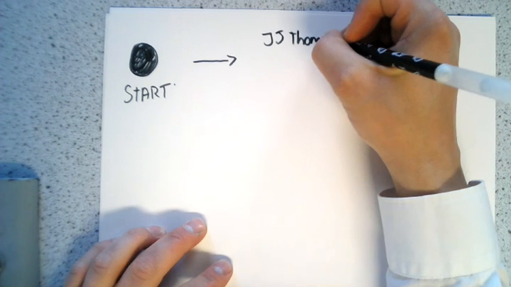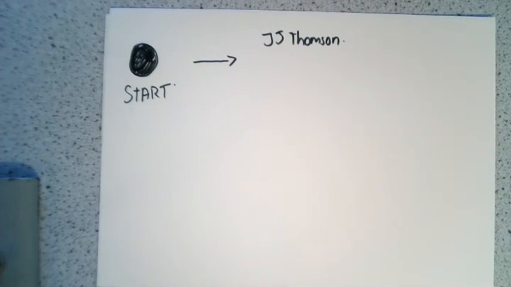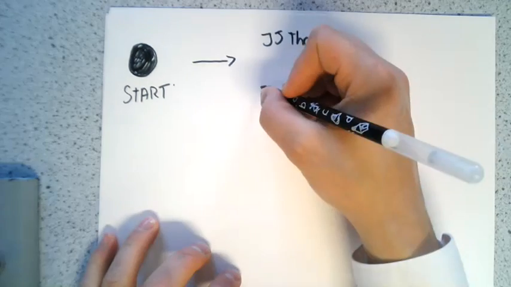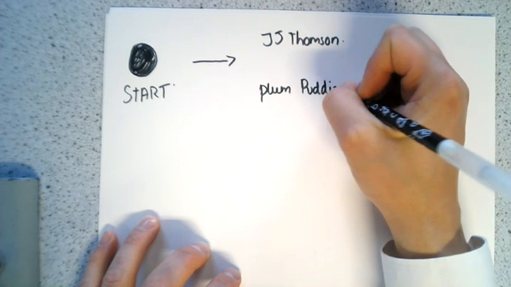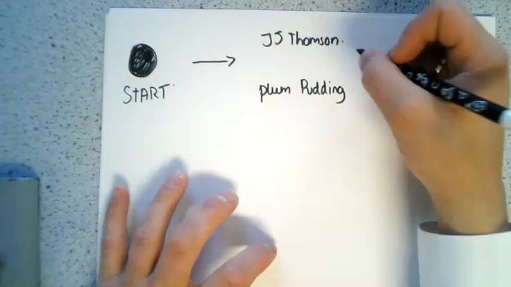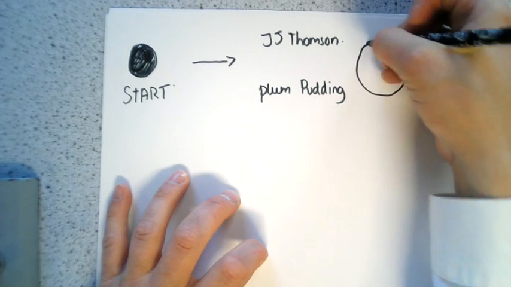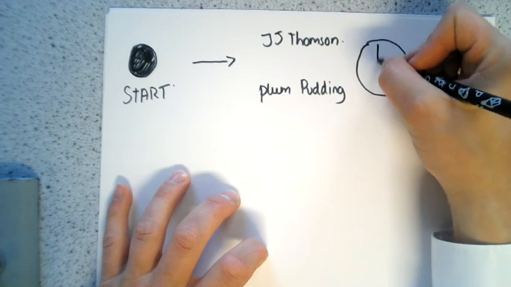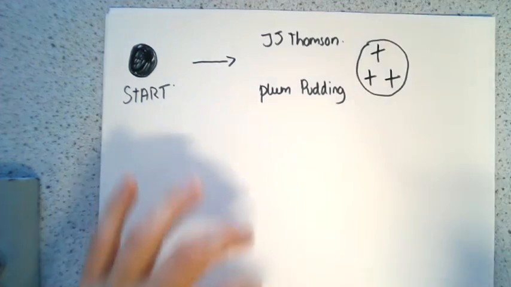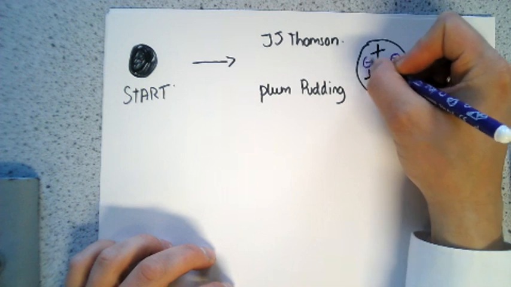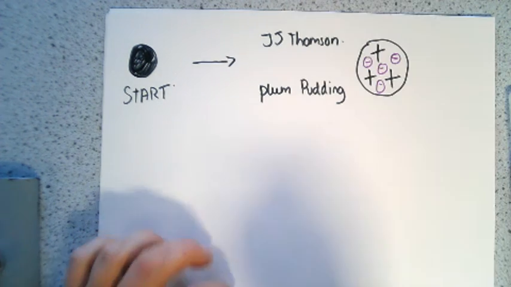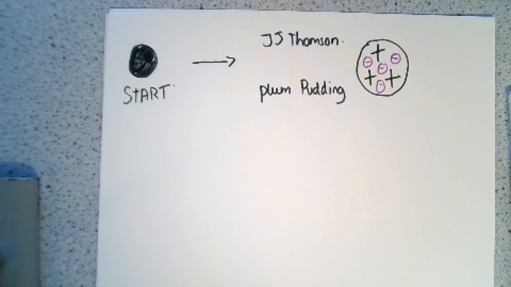J.J. Thomson did some work around atoms, and he proposed something called the plum pudding model. His idea was that an atom is a sphere of positive charge, okay? And in that sphere of positive charge, there are negative electrons randomly dotted about. There's no pattern to it. In those days, it would be like Christmas pudding or Christmas cake. You just get random raisins chucked in all over the place. This is the same. There's no pattern to it.